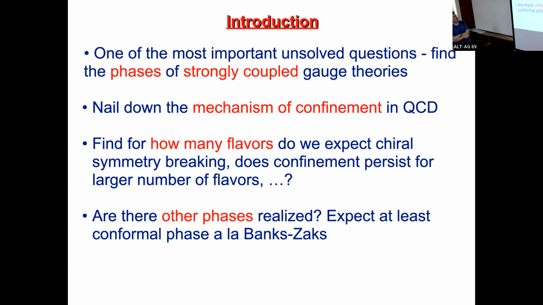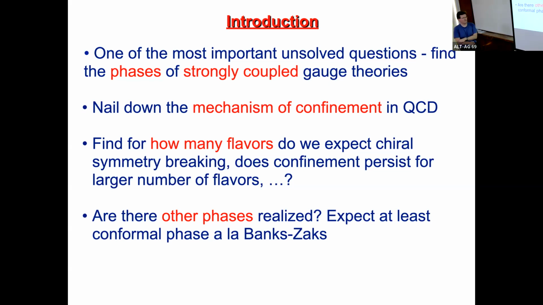So I guess I probably don't have to convince you that one of the most important questions in quantum field theory and particle physics is to really understand the phase structure of strongly coupled gauge theories. And for example, nail down the mechanism of confinement, to answer the kind of questions: how many flavors can I add to QCD and still have confinement in the theory? And does it persist for a large number of flavors? Is there a conformal phase? Are there other phases realized?